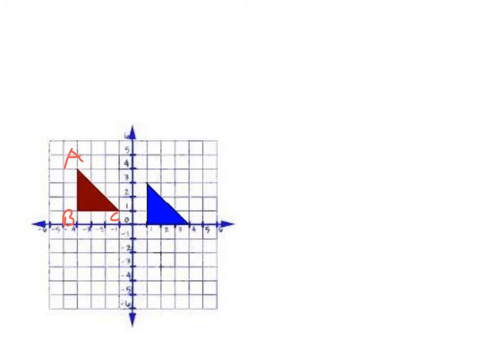Now for some actual examples. Let's look at this graph here. We have two shapes. We have a brown triangle and a blue triangle. The brown triangle is what we'll call our preimage. That's the one that has not been transformed yet. So we'll call that triangle ABC, and it is translated to become the blue triangle, so it's just moved.